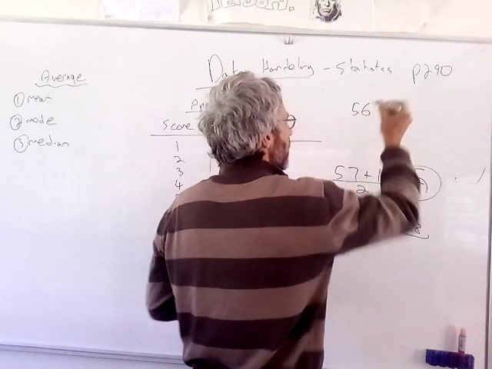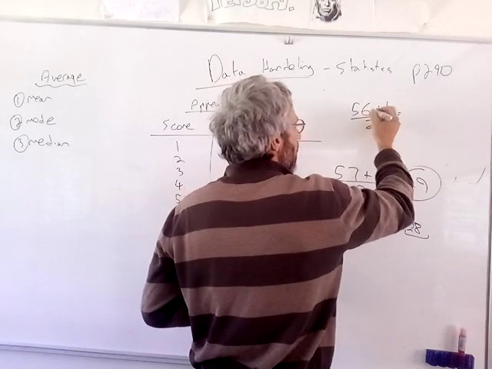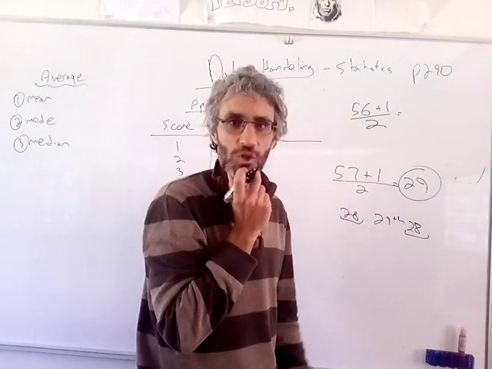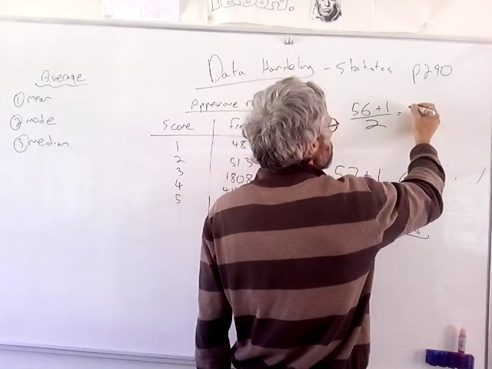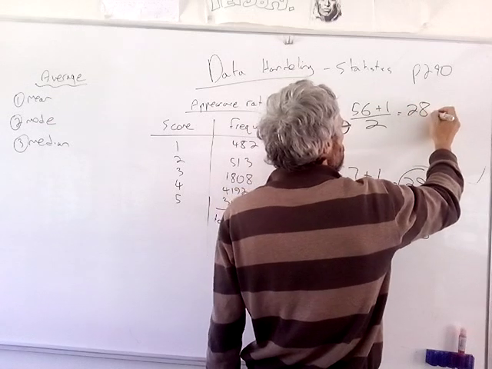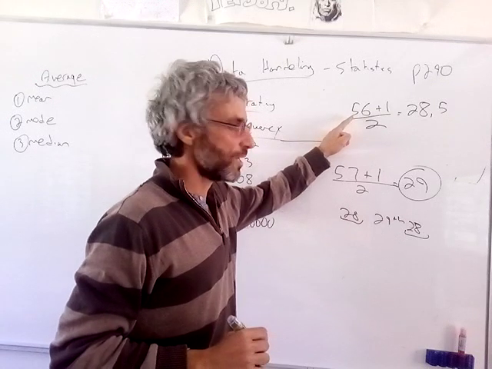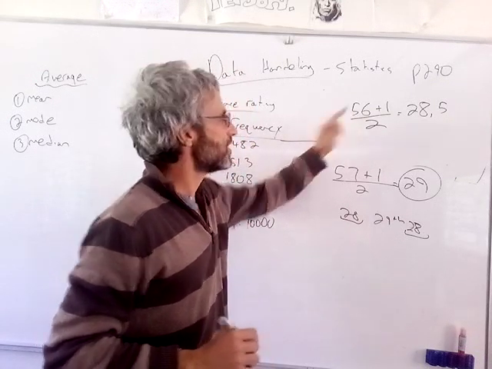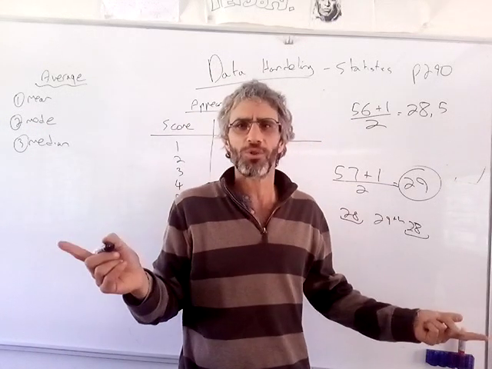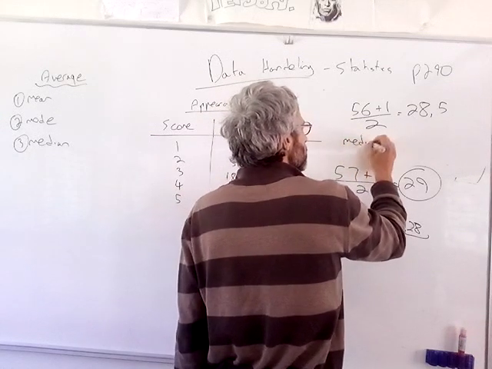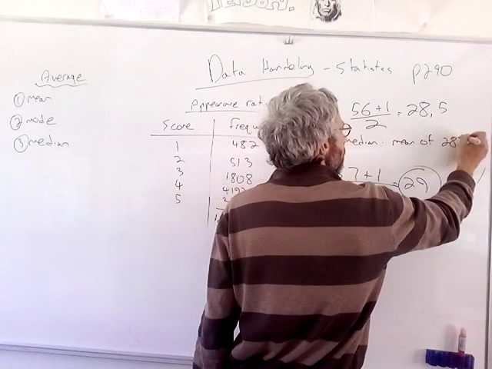So let's use the same rule. We're going to add 1 divided by 2, just like I did before. Now I'm going to get 57 divided by 2, which is an odd number divided by 2, so that's not going to be a whole number. What is that? It's going to be 28.5. 57 divided by 2: 28 times 2 is 56, so 28.5. So what does it mean that we have a non-whole number? It basically means that the median is the mean of the 28th and 29th.